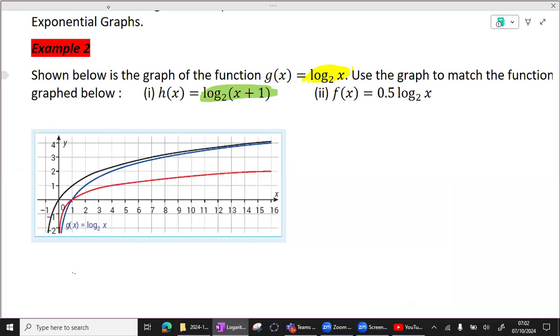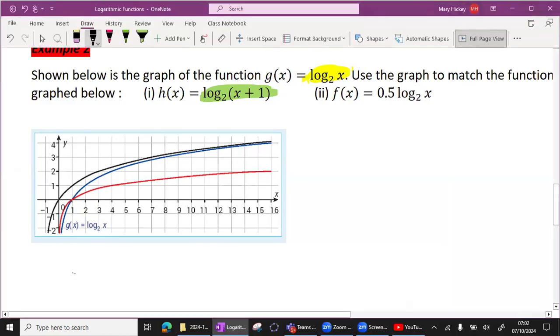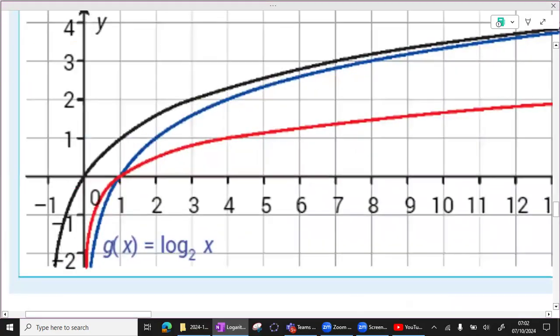I know that kind of goes against what your brain is probably telling you when you think plus, but it is going left. So the blue graph goes left 1. So we'll just zoom in here a second. If you look there, and if I go left 1, it ends up there. So that lets me know that the black graph is the one that we're talking about. So it's going left 1 unit.